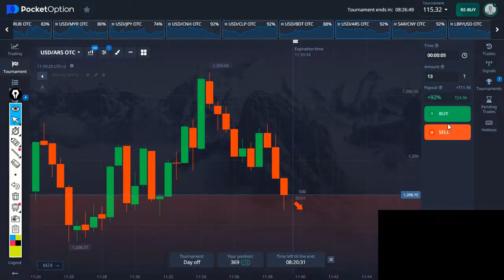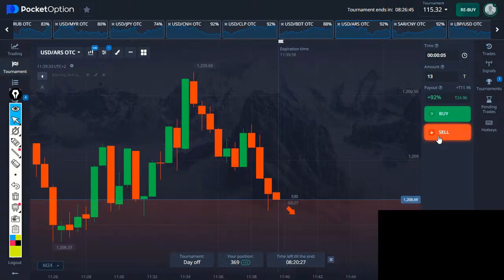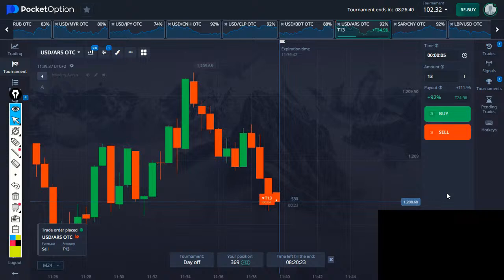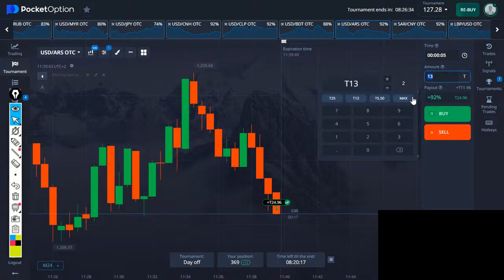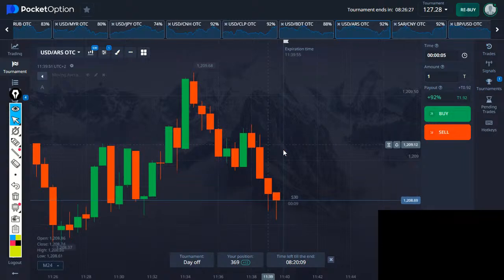Okay, let's see. Strong red, 26, 25. We go for a sell. And here we go. We are in profit. We go back to the initial trade amount, which is 1. We still need 2.70 cents.